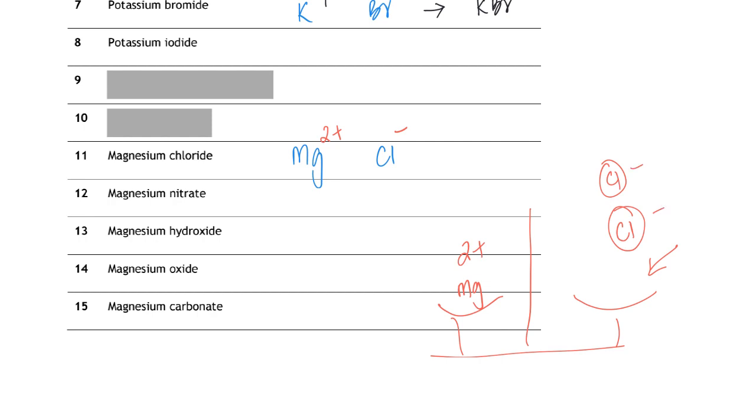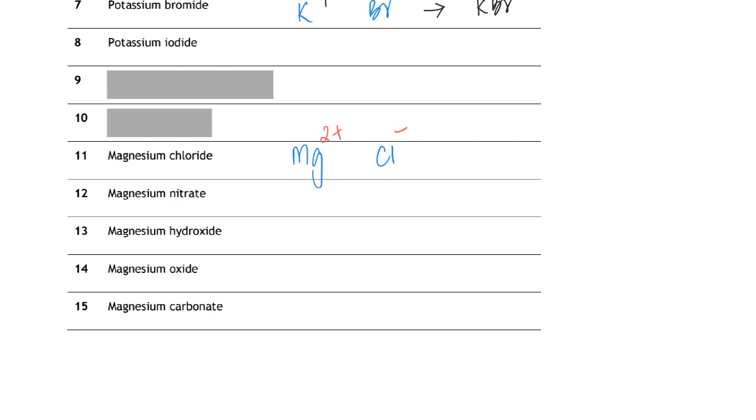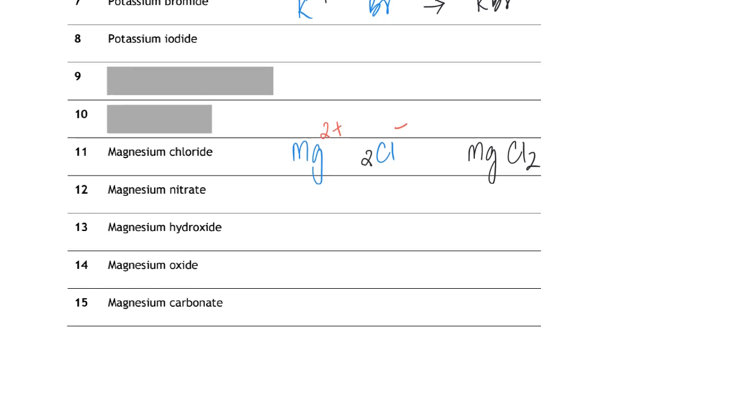Let me erase this. All right. So magnesium, we talked about 2 chlorines, so it's just going to be MgCl2. You need twice the amount. Why does it do this? I'm gonna start crying now.